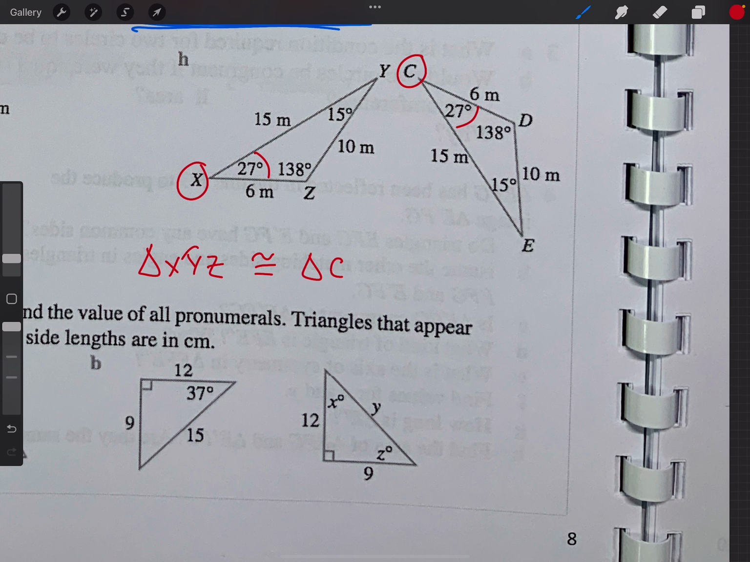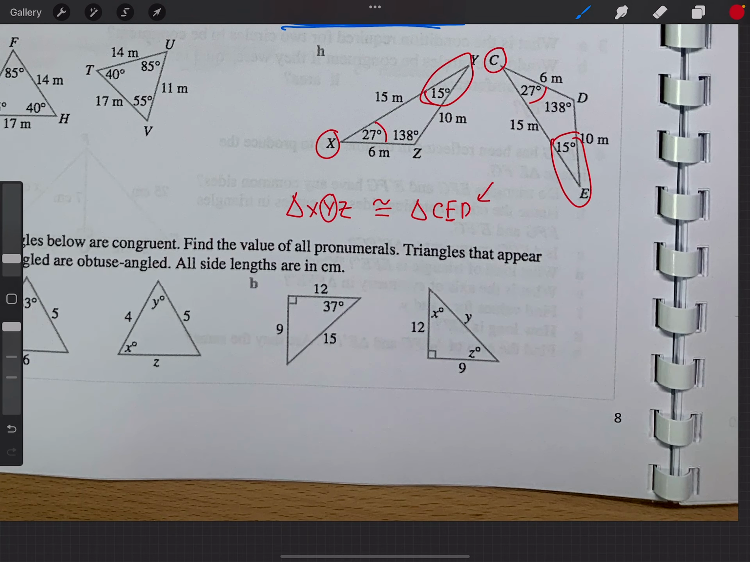Then we go to Y. Now Y has 15 degrees, so we go to the one with 15 degrees, so that's E. So C, E, D, done. The last one has to be the last letter, which is D. Okay, and then we can write the expression correctly.